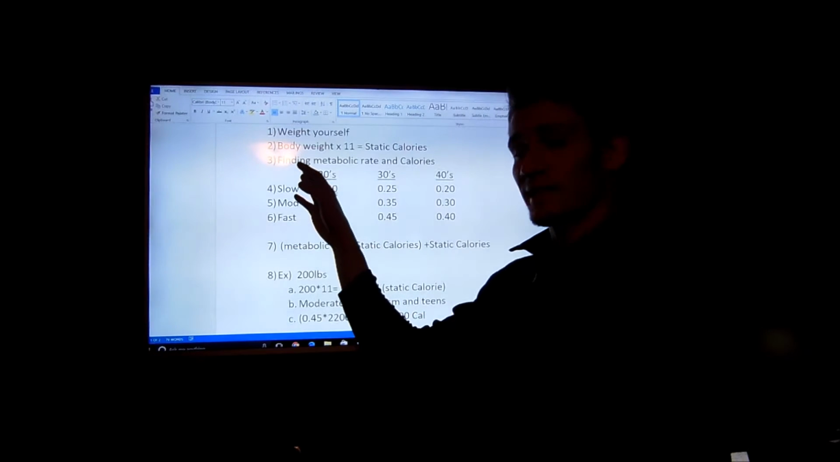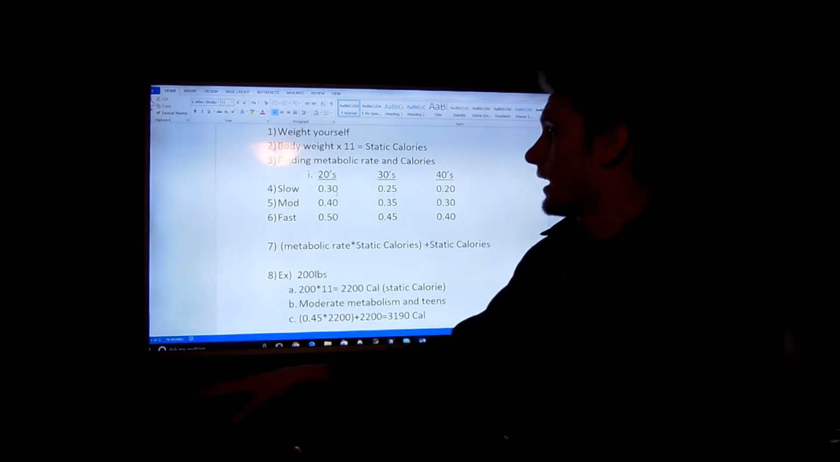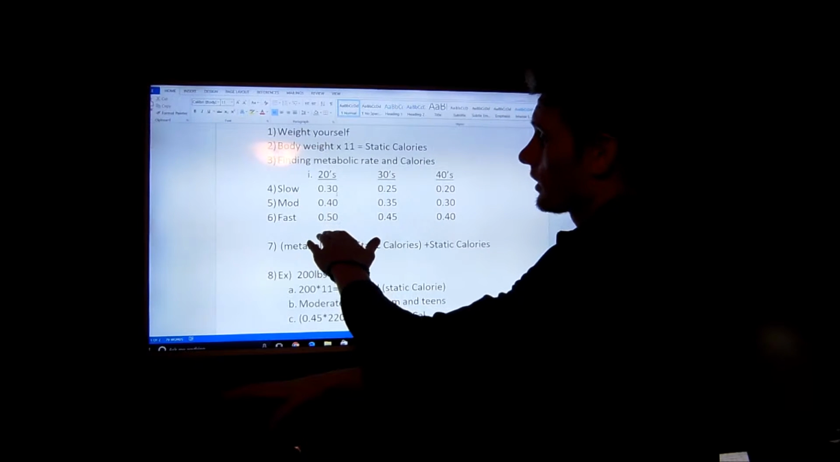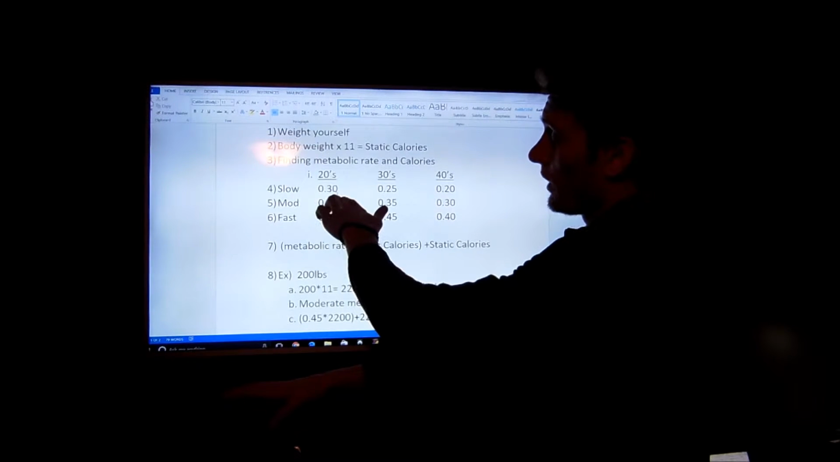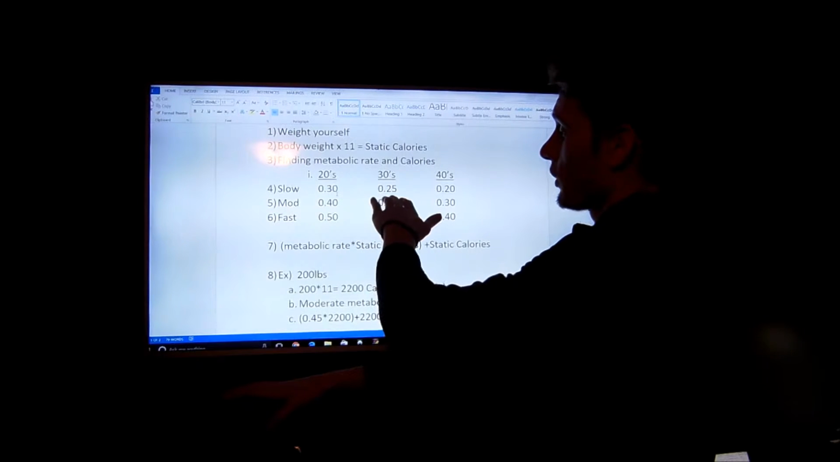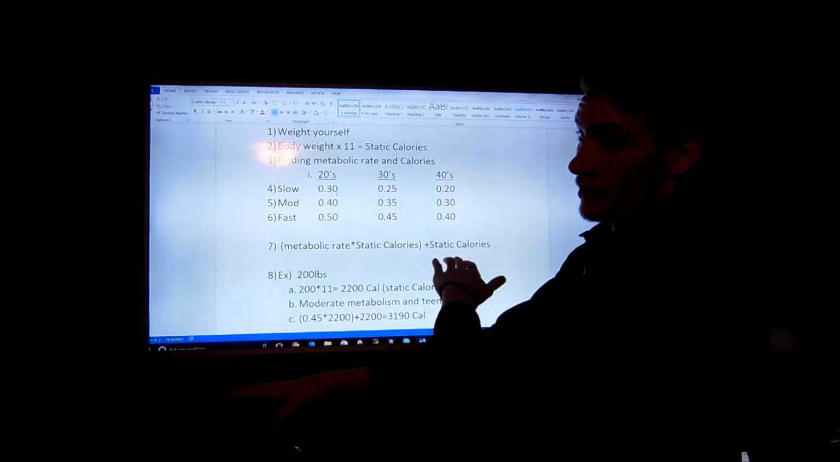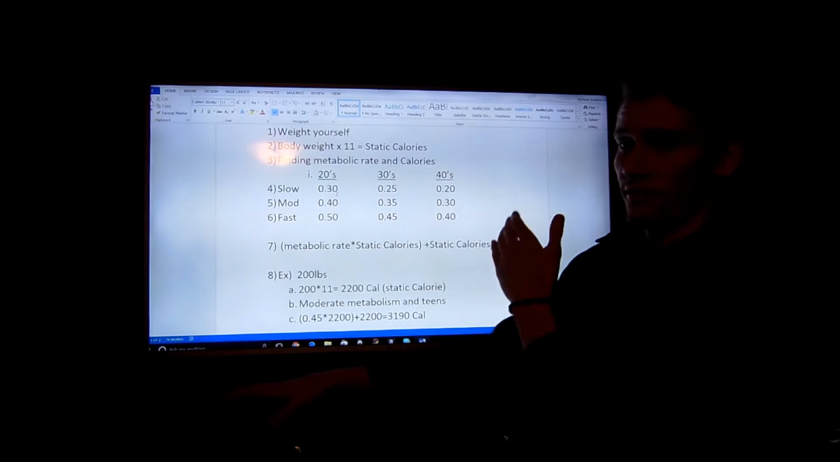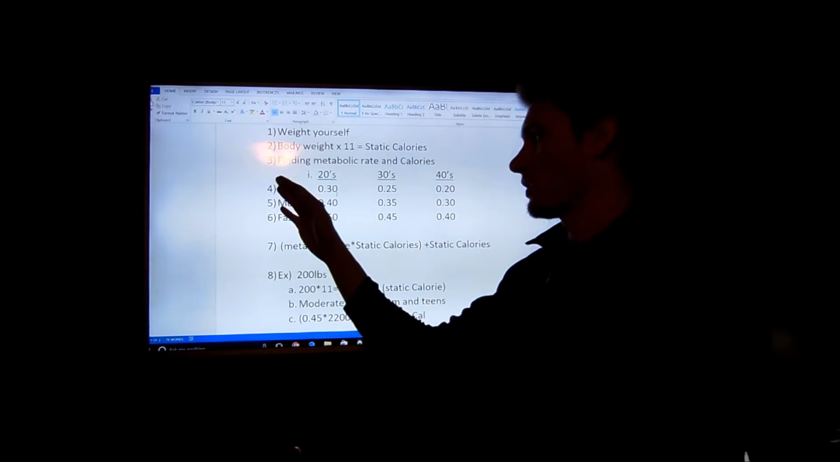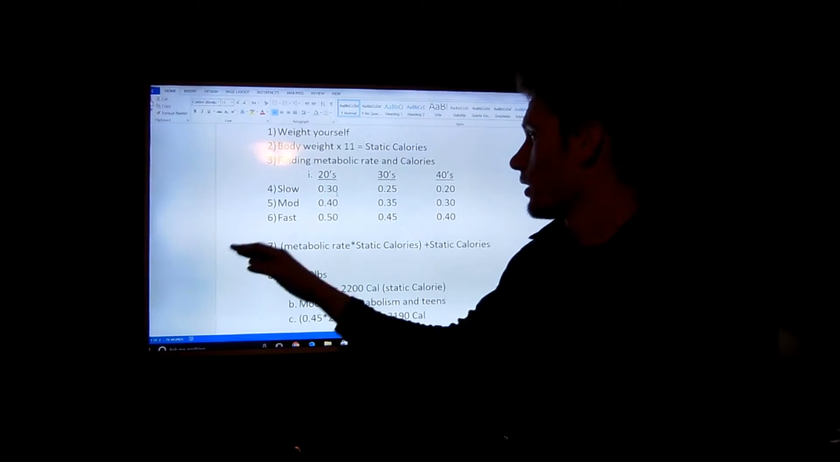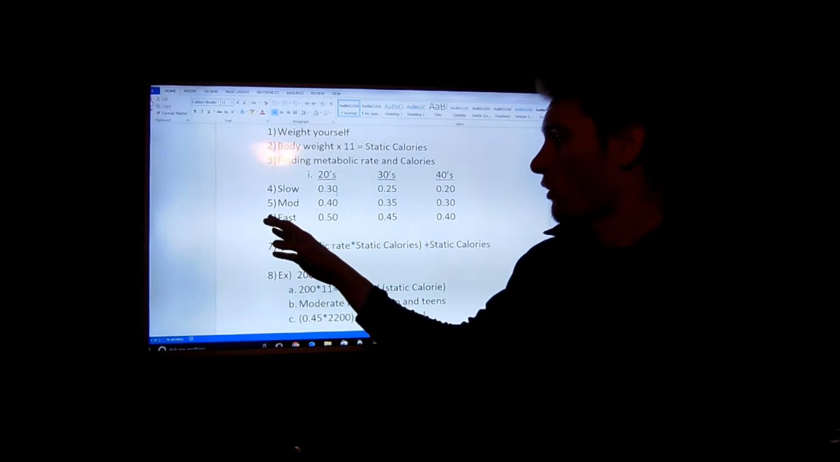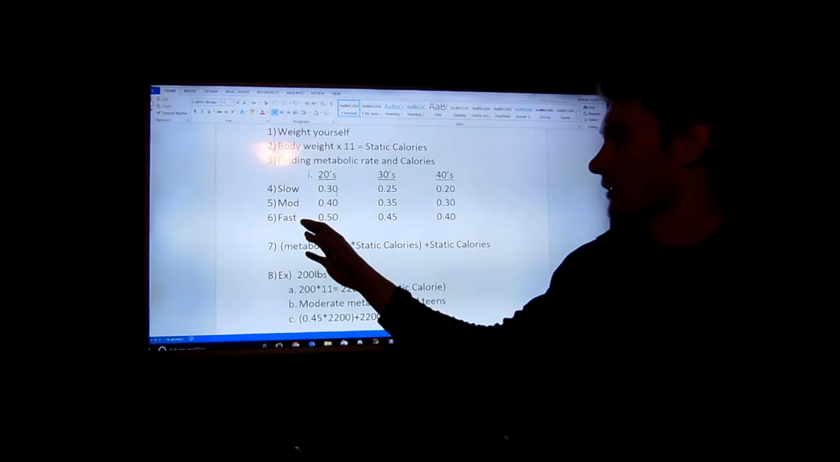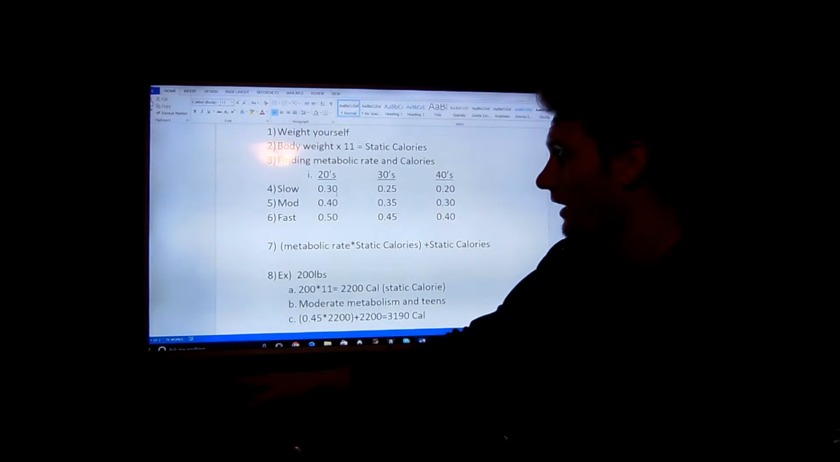So for me, I'm 19, so I'm in the teens. And how these numbers actually work is, if you're in your 20s, let's say you're a slow metabolism: 20s is 0.3, 30s is 0.25, 40s is 0.20. It goes down by 0.05 for every 10-year age group. So your teens is actually going to be 0.35. Moderate for teens would be 0.45, and fast for teens would be 0.55.